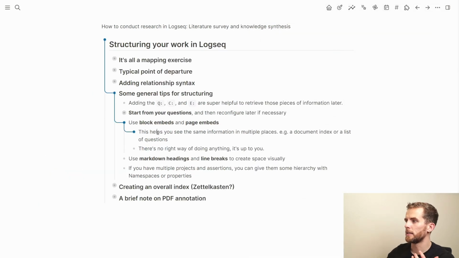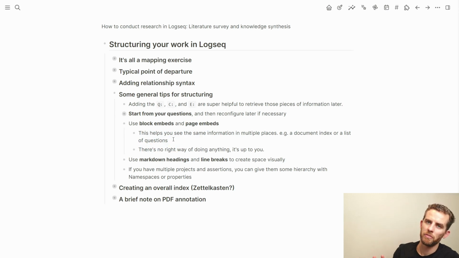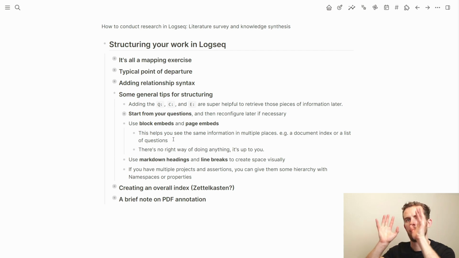Okay. Another tip is using block embeds and page embeds. This helps you see the same information in multiple different places. It's like a block reference, although it's embedded there, so it means you can actually edit it inline as well. And you can do this with both pages and blocks, which is super useful. The context that I'm thinking about it here is a document index. So I create a single document index in my high-level project page, and I can reference different parts of that document index at a later stage in different question pages.